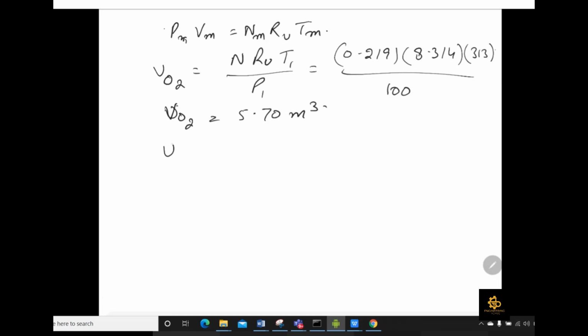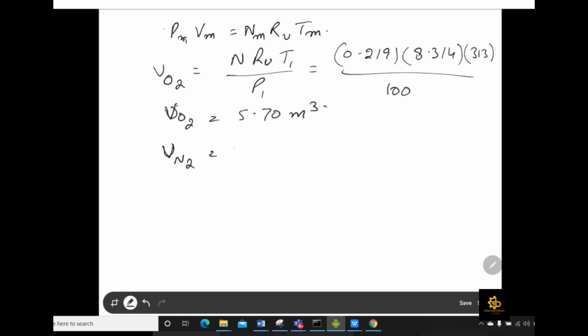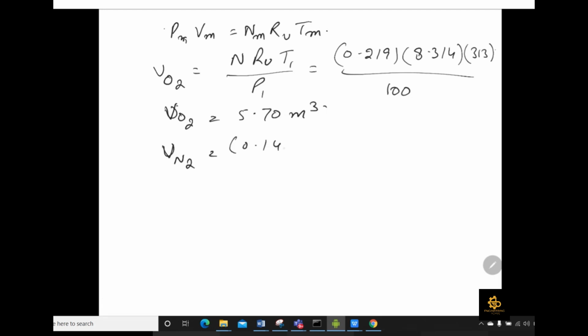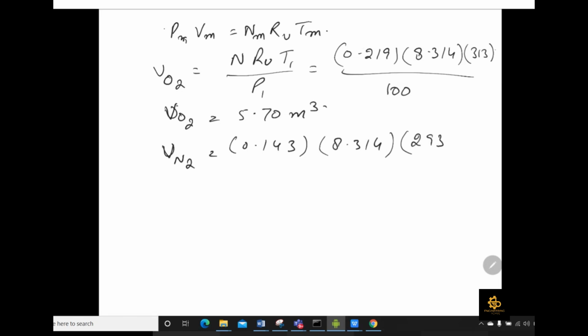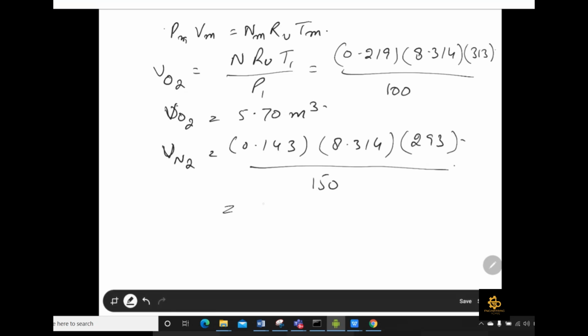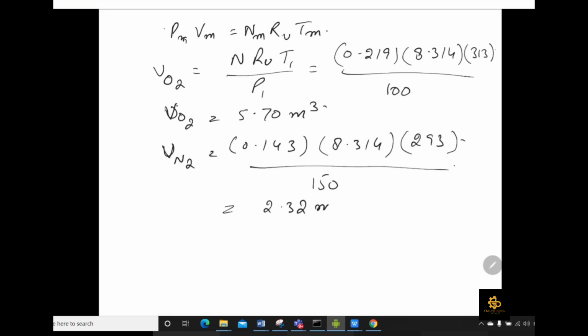Similarly, you have to find the volume for N2. Simply you need the number of moles for N2, which is 0.143, and the gas constant, 8.314, and the temperature, which is mentioned in your problem statement, 293 Kelvin, and the pressure is also mentioned in your question, which is 150 kilopascal. If you solve it, you will get the volume of the individual component, which is 2.32 meter cube.